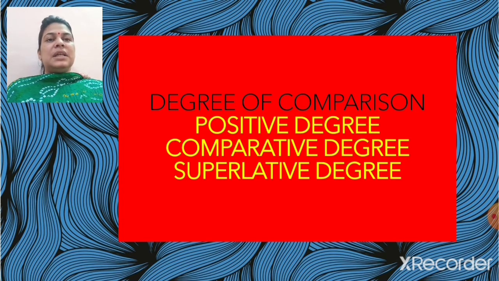Suppose, first see the positive degree. He is a good boy. We have not done any comparison, but we have just stated his quality. Second, comparative degree. Ram is better than Sham. We have compared these two students. And third, Mohan is the best boy of the class. Here we have compared many students. So this becomes superlative degree, the best. Let us see various degrees of comparison.